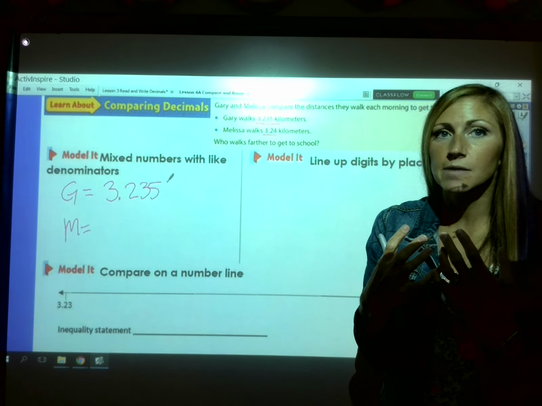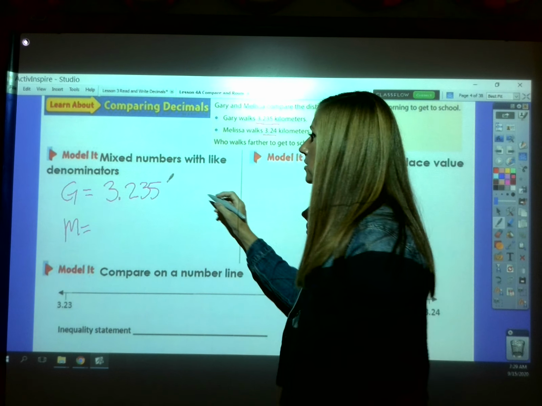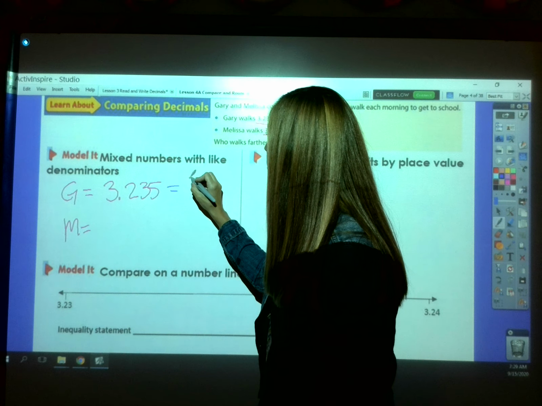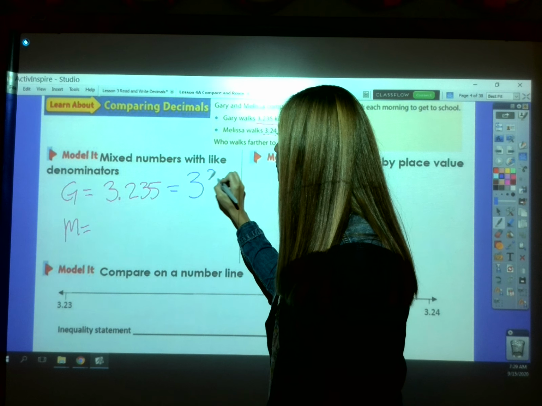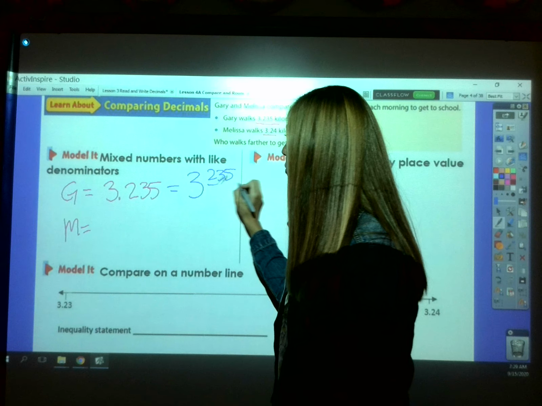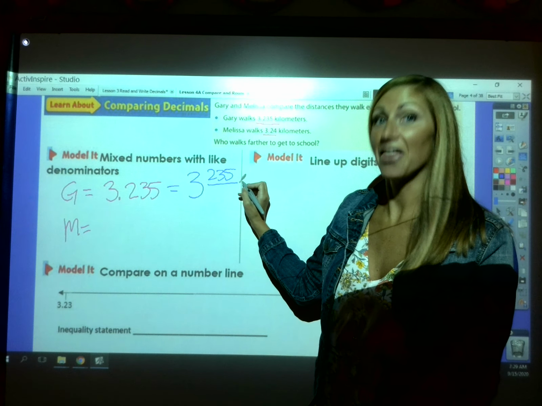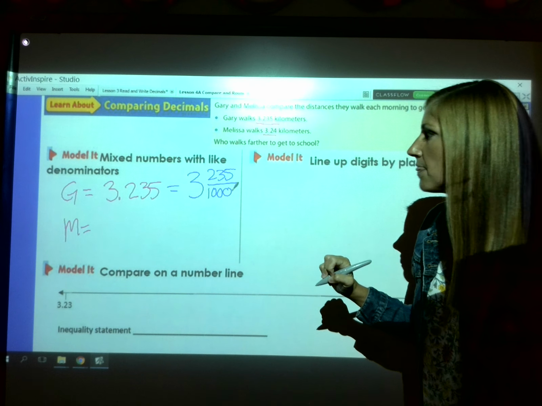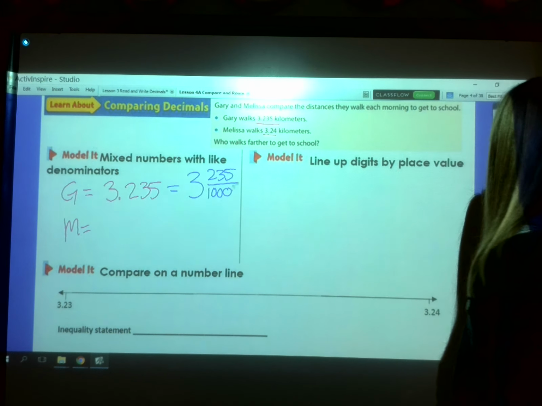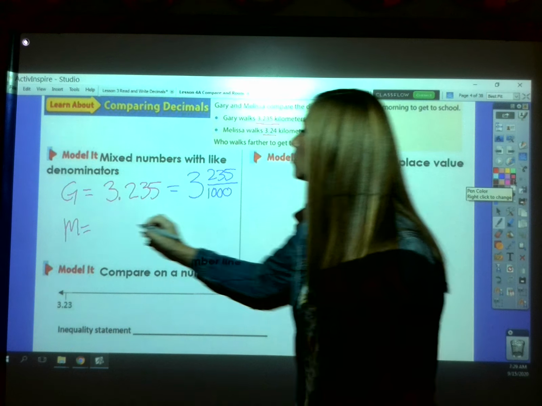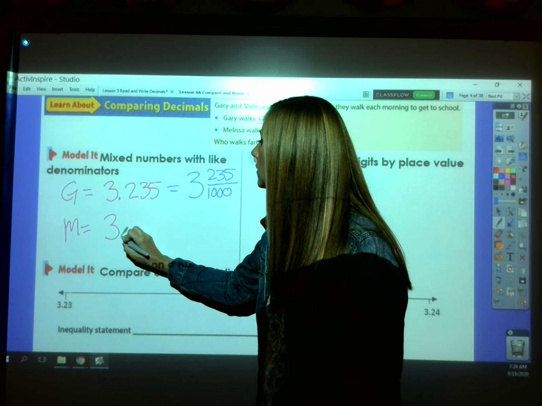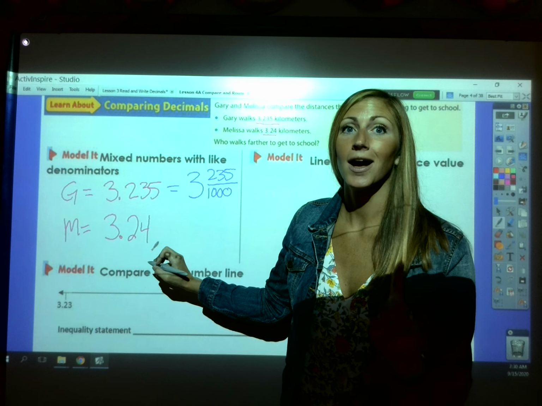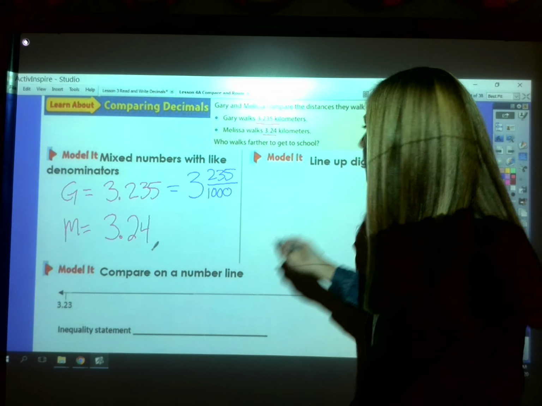Remember, if you read it like a mathematician, you have your fraction. So I'm going to go ahead and write that one. That equals 3 and then 235 over what? 1,000. Make sure you have the correct amount of zeros. And then for Melissa, when we write this one, we say what? 3 and 24 hundredths. We can't compare those right now.